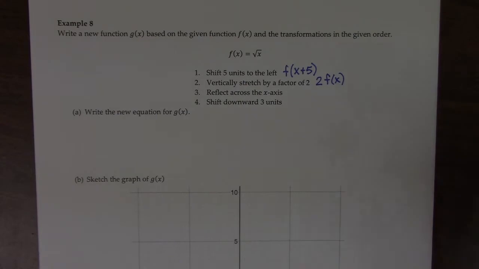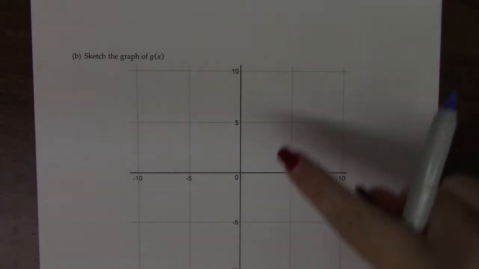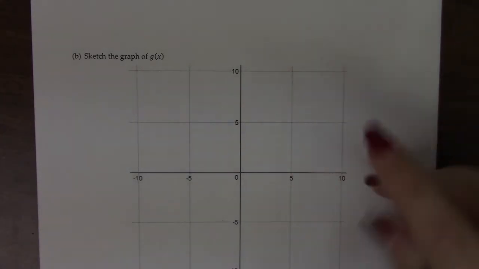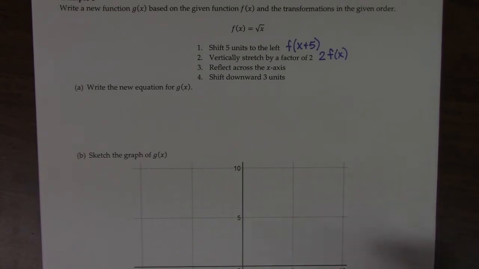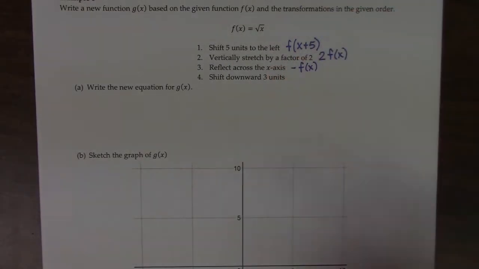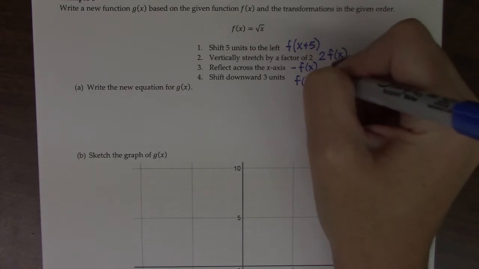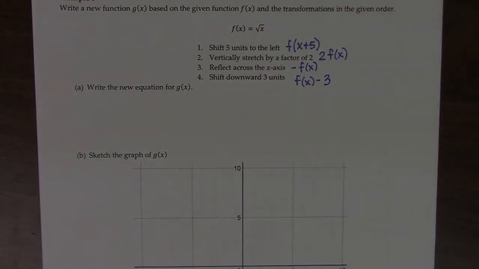If I want to reflect a graph across the x-axis, I need to change all the signs of the y values. So we do that by multiplying it by -1 on the outside. And if I want to shift a graph down 3 units, I do that by subtracting 3 on the outside.